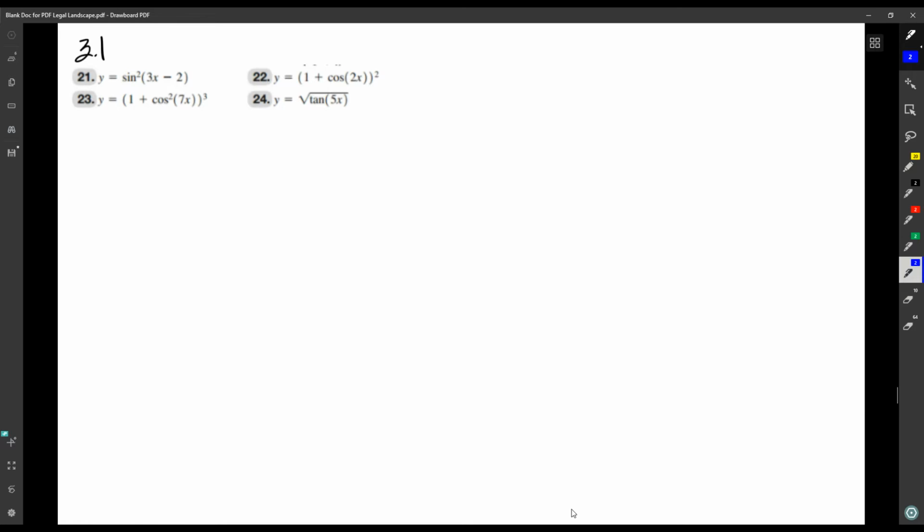This is section 3.1, and I've pasted questions number 21, 22, 23, and 24 on the board. I'm only going to do two, but I want to point out the similarity among each of these functions. What they have in common is not that they are chain rule derivatives with an inside and an outside function, but that they are chain rule derivatives with an inside, a middle, and an outside function. So first thing I want to do is review how the chain rule works in that way.